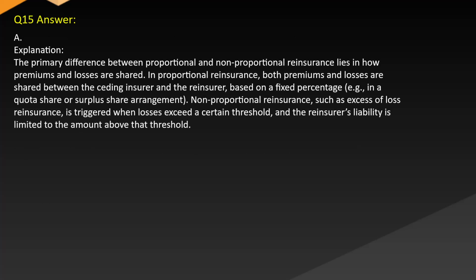Answer A. Explanation. The primary difference between proportional and non-proportional reinsurance lies in how premiums and losses are shared. In proportional reinsurance, both premiums and losses are shared between the ceding insurer and the reinsurer based on a fixed percentage in a quota share or surplus share arrangement. Non-proportional reinsurance, such as excess of loss reinsurance, is triggered when losses exceed a certain threshold, and the reinsurer's liability is limited to the amount above that threshold.